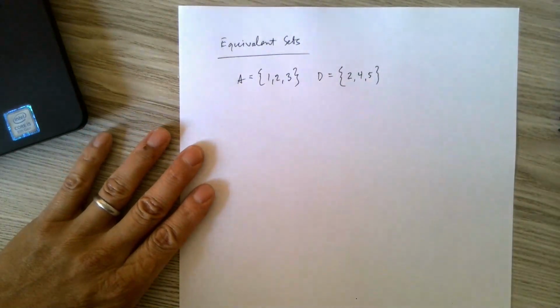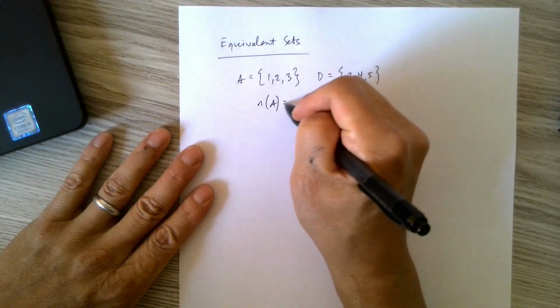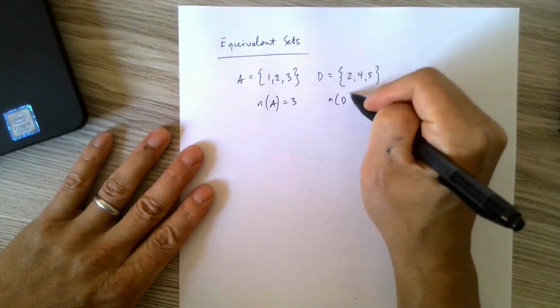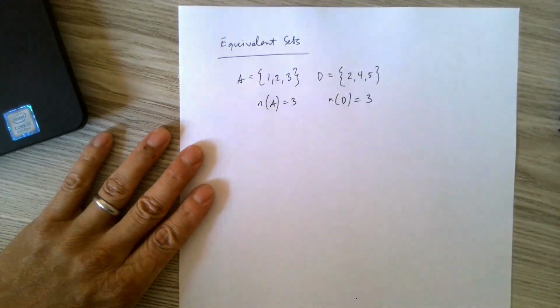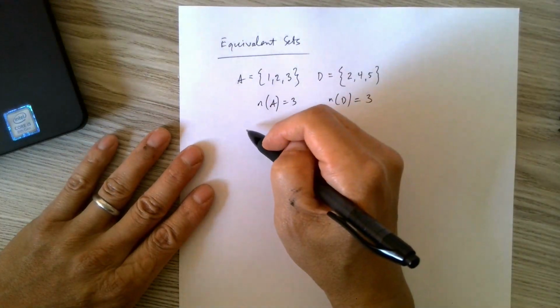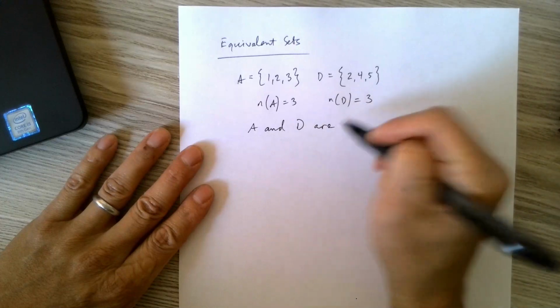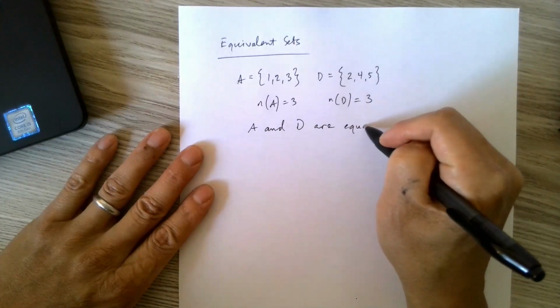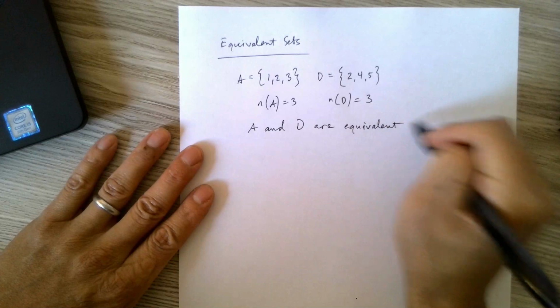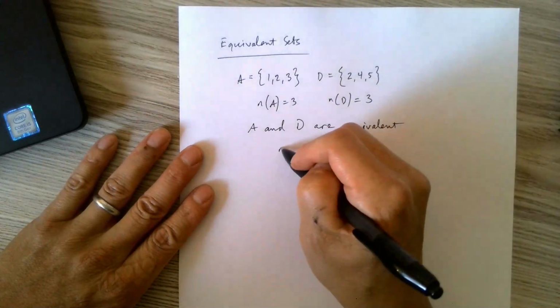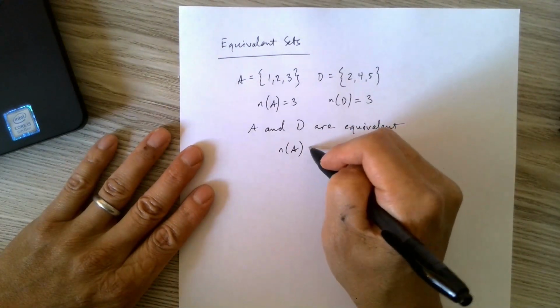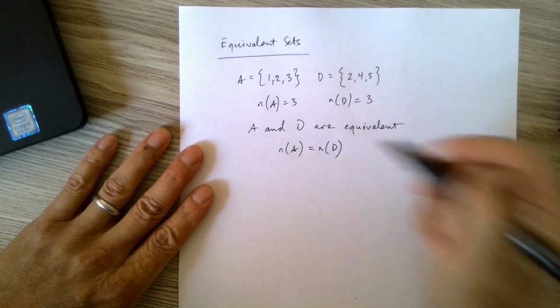These two sets both have, I'll write down the cardinalities, cardinality of A equals 3. Cardinality of D is also 3. So A and D are equivalent. I can also write cardinality of A equals cardinality of D.